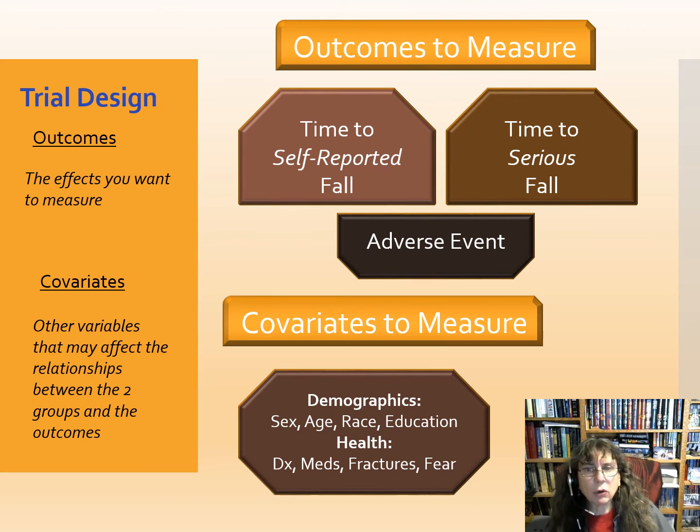They also added covariates in the model. These are variables that you add in because they may affect the relationship between are you a case or control and are you having an event. And some of these could be demographics like their sex, age, race, education. Others are healthcare factors like how many diagnoses they had, medications they were on, did they have fractures, did they have fear of falling, things from the actual survey that they gave the person.